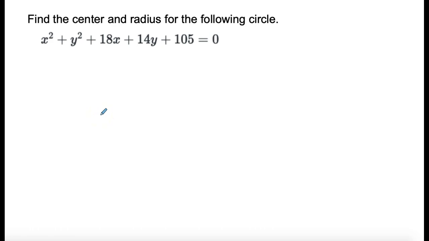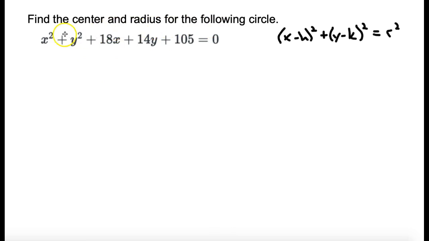I want to look at something like this. This is actually the equation of a circle. It looks pretty different from the form of the equation that we looked at earlier this week. What I want to do is complete the square to make it look like what we talked about earlier. My goal is to make it look like this: x minus h squared plus y minus k squared equals r squared. To do that, I'm going to have to complete the square twice.